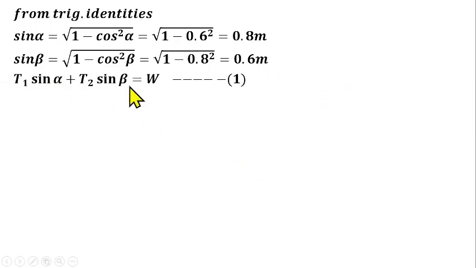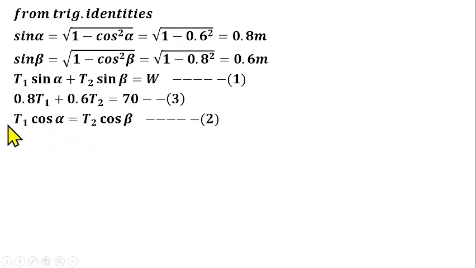So from equation 1, we have T1 sine alpha plus T2 sine beta equals W, which is the weight of the mass that is attached. So if you substitute our values here, you have 0.8 T1 plus 0.6 T2 equals 70. And how do we get 70? We are given that the mass attached to the two strings is 7 kilograms. So if you multiply by the acceleration due to gravity, that gives us the weight, which will be 70.